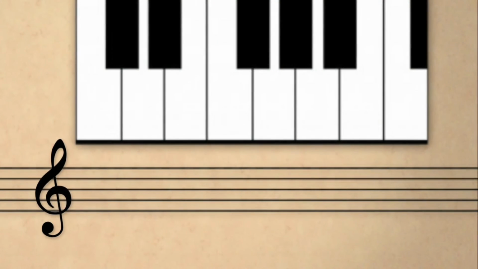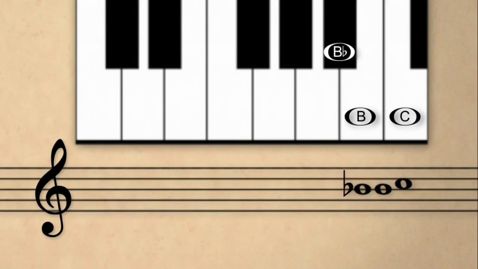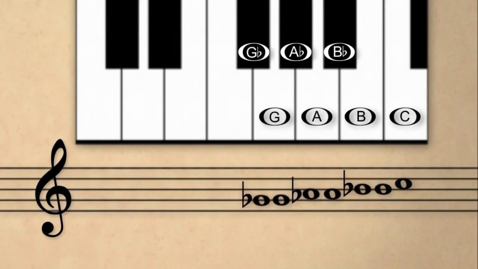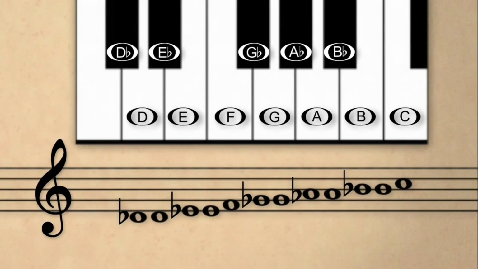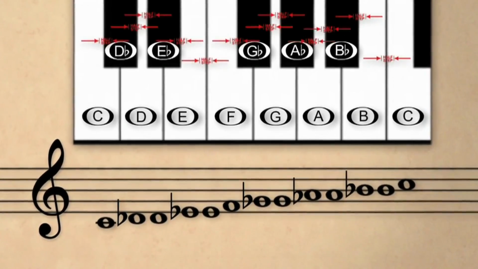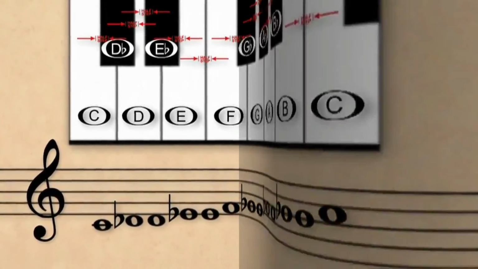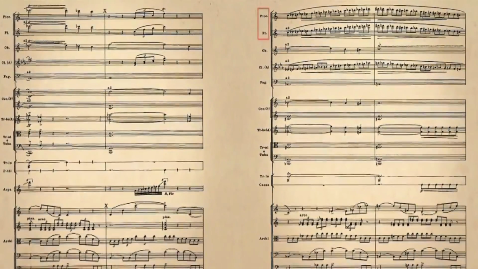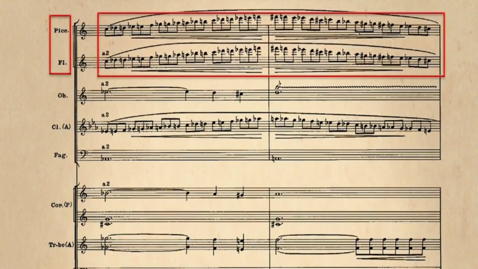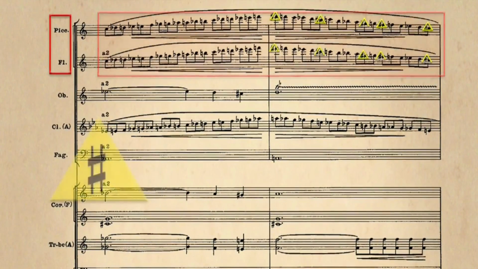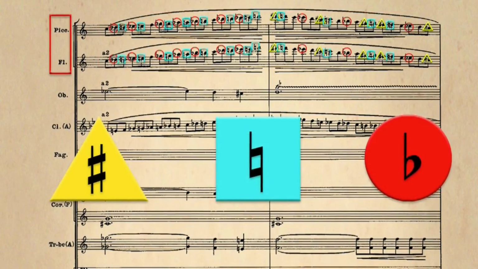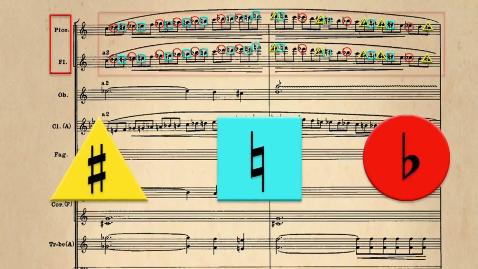Now let's look at a chromatic scale from the 3rd space C in the treble clef, descending using flats. C, B, B flat, A flat, G, G flat, F, E, E flat, D, D flat, C. All half steps. Towards the end of Rimsky-Korsakov's Scheherazade in the flute part, he writes a chromatic scale, but he uses a combination of sharps, flats, and naturals to make this scale. All half steps, a chromatic scale.